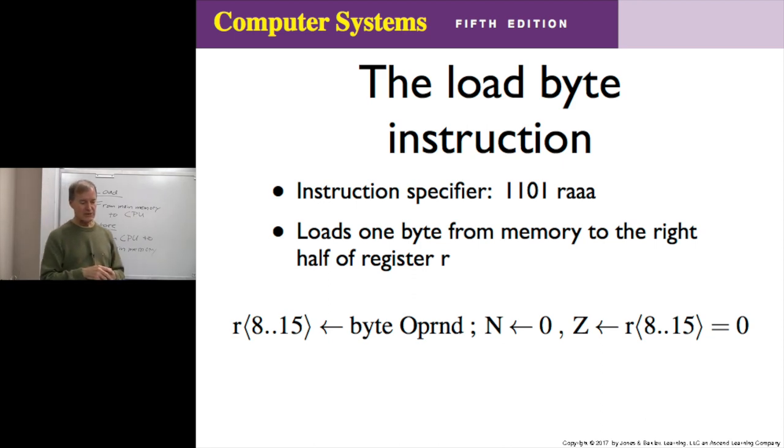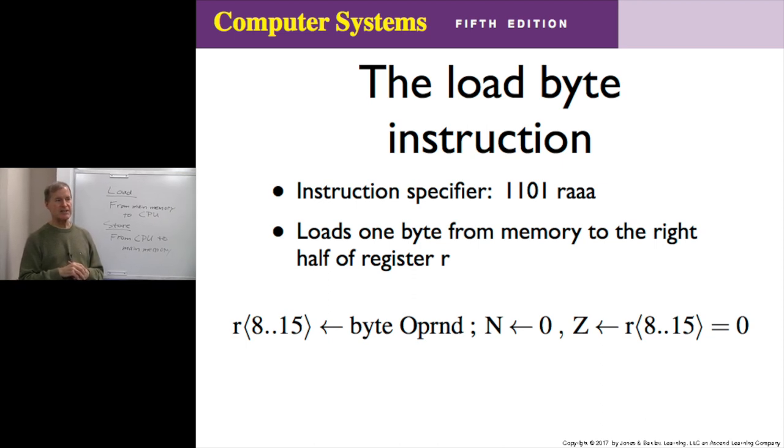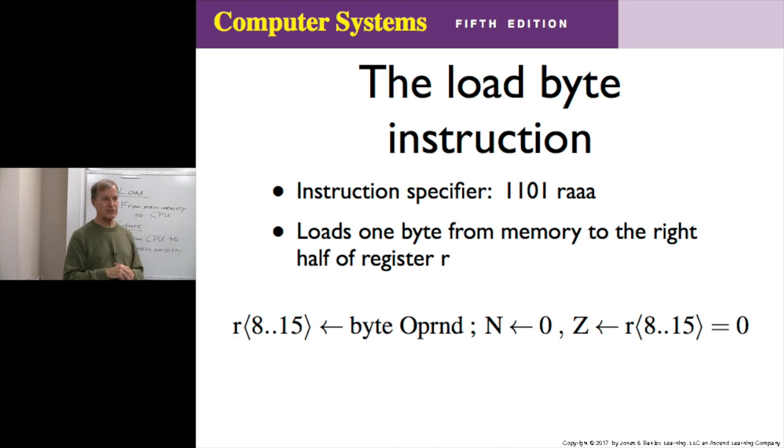Okay? Now do you see in the register transfer language what R angle bracket 8.15 means? That angle bracket was the bit index. So the bits are numbered like they are in C, in an array, starting from 0 on the left. So do you see that R 8.15 is the right half of the register? Does everybody see how to read that register transfer language? So what happens is the left byte remains unchanged.